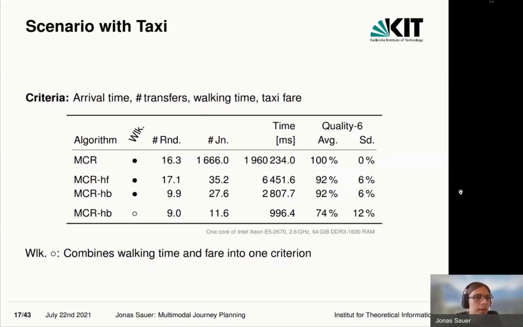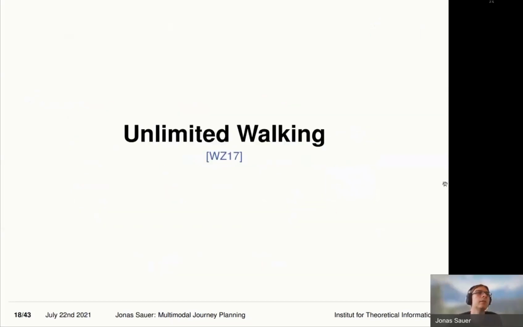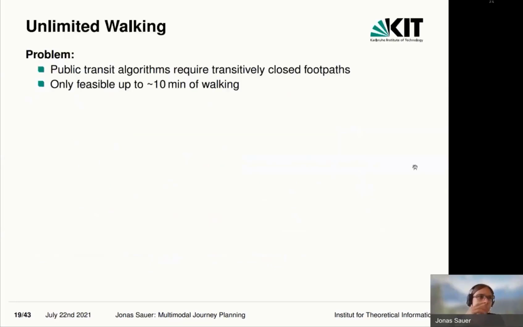So we do want to do better than that, and in order to show you how to do better than that, we want to look at unlimited walking a bit more closely for a minute.